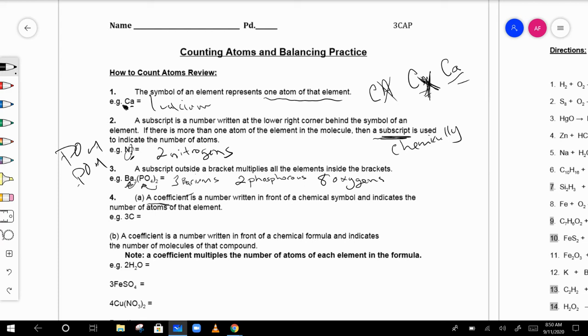A coefficient is a number written in front of a chemical symbol and indicates the number of atoms of that element. So here, 3 carbons or 3C, that's 3 carbons. These are not chemically combined, whereas this N2 means that we have 2 nitrogens that are chemically combined. So we draw a Lewis dot structure like that. This 3C just means there's 3 carbons: 1 carbon, 2 carbons, 3 carbons. Not chemically combined.